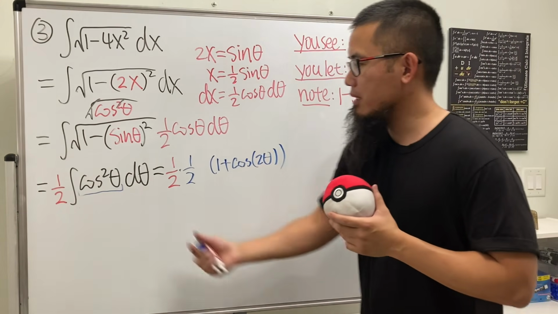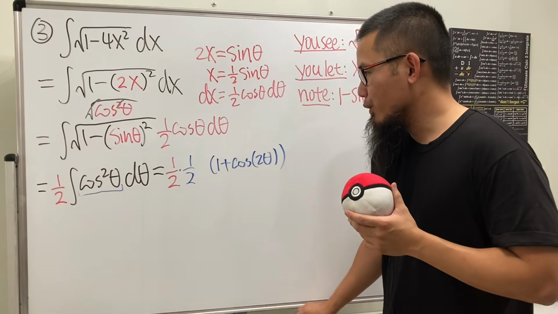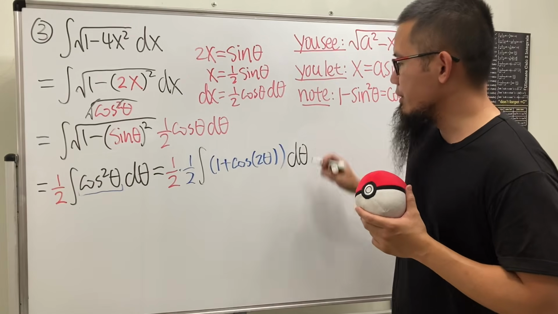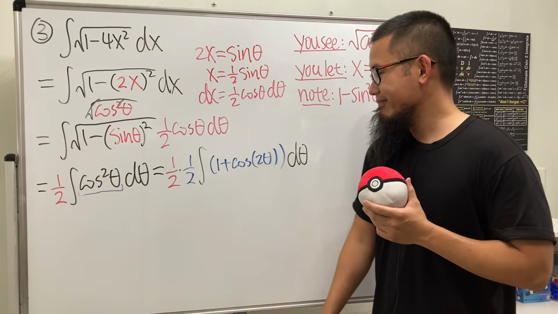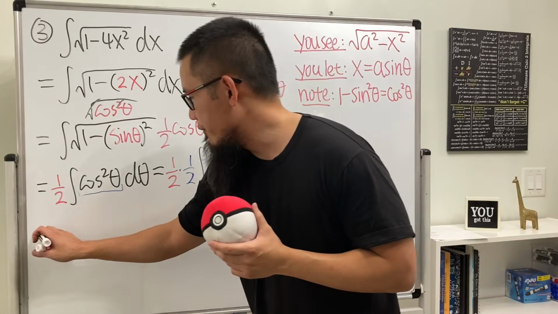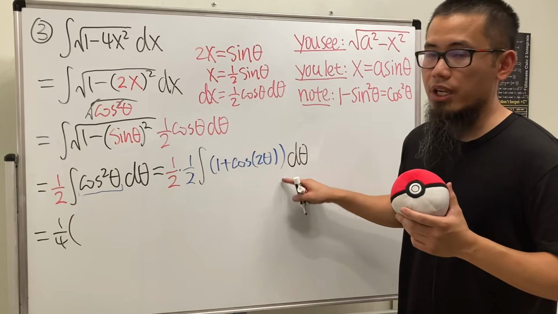So the blue part is for that. So that's why we have another 1/2. And then we still have to integrate that. And then this is still in the theta world. Okay. Now, this times that is of course 1 over 4. And then I'm going to open the parentheses for the result of integration.